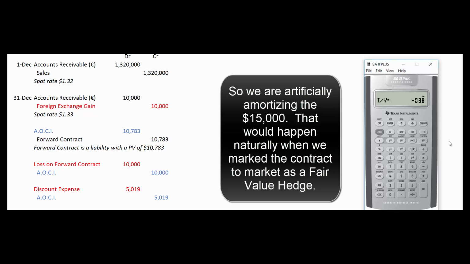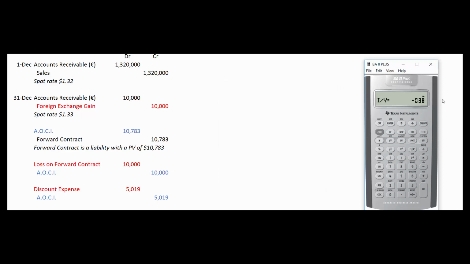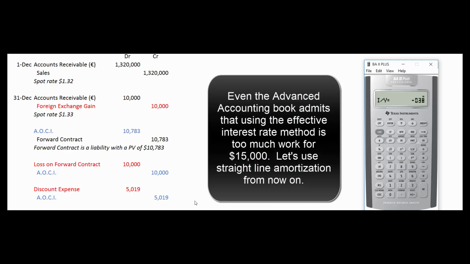And if you're using the 12th edition of Hoyle's Advanced Accounting, there's a mistake in there. The typo is it shouldn't be 1 minus the cube root of the future value over the present value. It should be the cube root of the future value over the present value minus 1, and that's how you get this minus 0.0038. So we take that 0.0038, multiply it times the $15,000, and we write off 5,019.